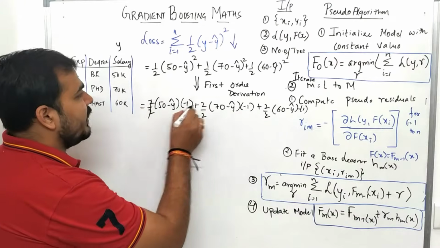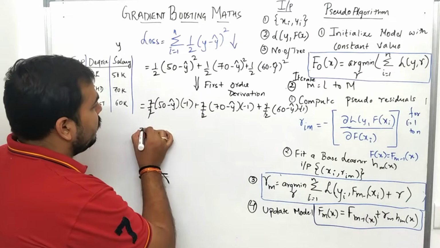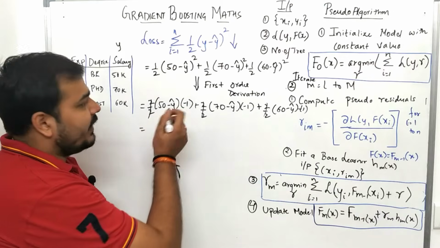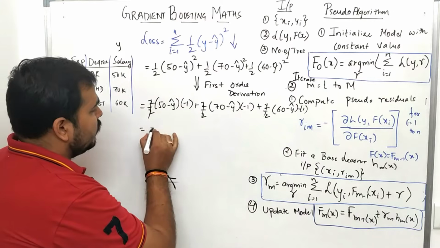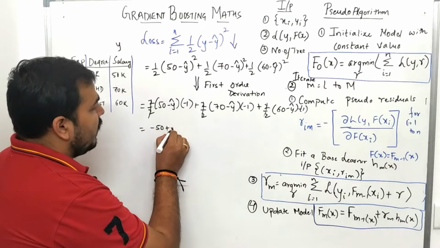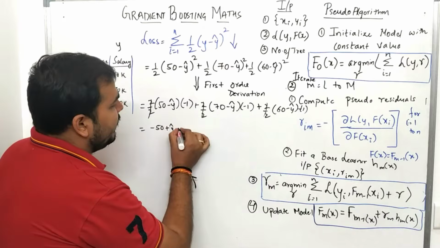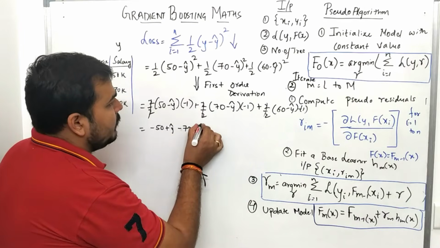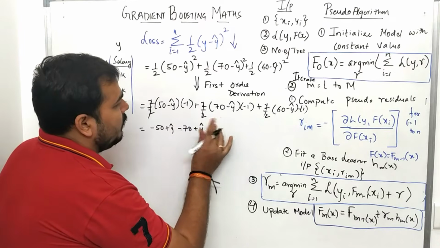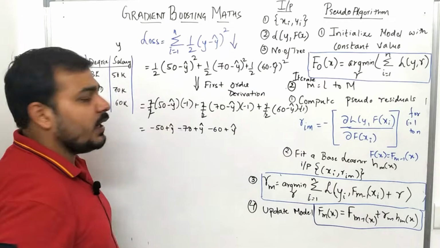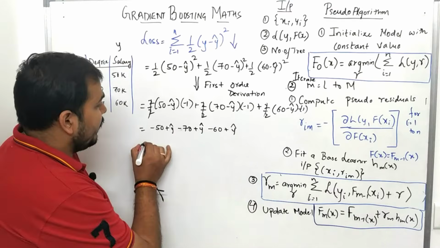So I will just try to cancel this. This all will become 1. Now I'll multiply this minus 1 over here. So this is nothing but minus 50 plus y hat. Then I have minus 70 plus y hat. Then I have minus 60 plus y hat. I hope everybody is clear.